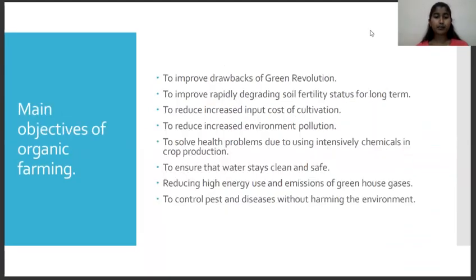The main objectives of organic farming include, firstly, to improve the drawbacks of the green revolution, to improve the rapidly degrading soil fertility status for a longer time, to reduce the increased input cost of cultivation, and to reduce increased environmental pollution. The pollutions include soil pollution, air pollution, water pollution, etc. To solve health problems due to intensive use of chemicals in crop production, which affects both humans and animals and nature too, and to ensure that water stays clean and safe, reducing high energy use and emissions of greenhouse gases, and to control pests, fungicides, and diseases without harming the environment. These are all the main objectives of organic farming.